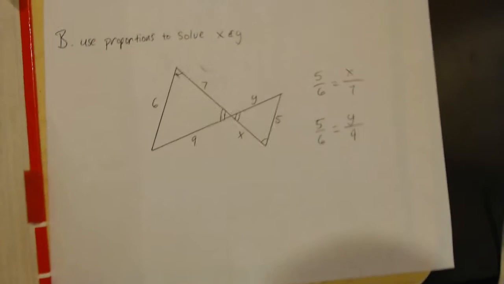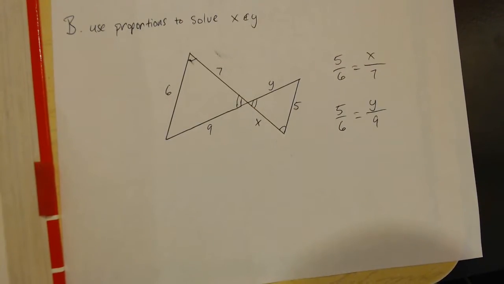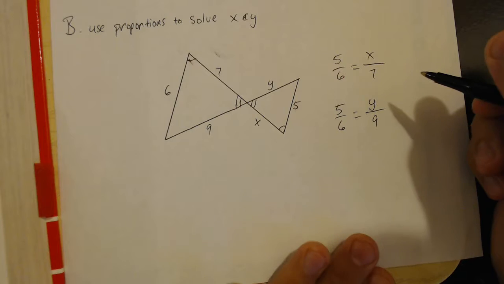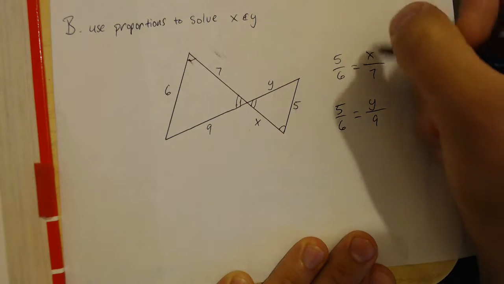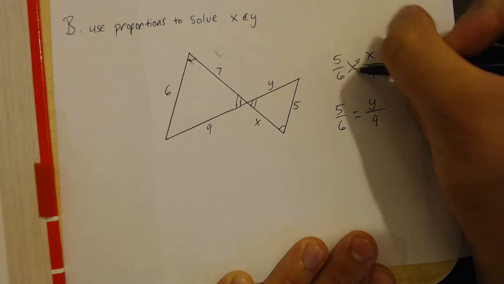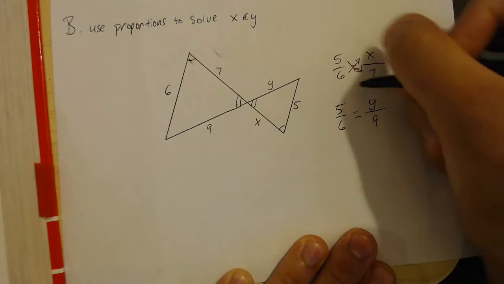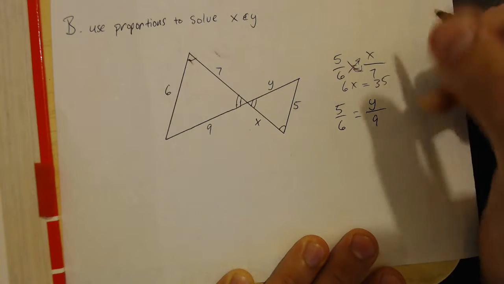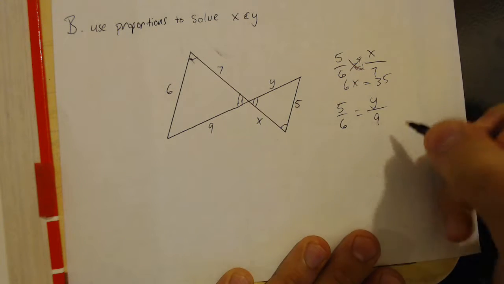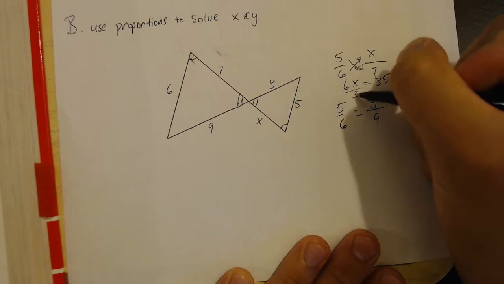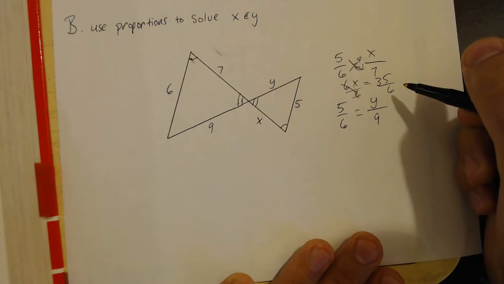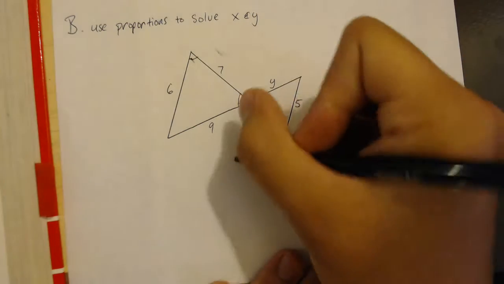From here, we just cross multiply each equation to solve. This first one, when we cross multiply, we would get 6x equals 35. And to solve that, we just divide each side by 6. So x equals 35 over 6. So that one's done. Pretty easy.